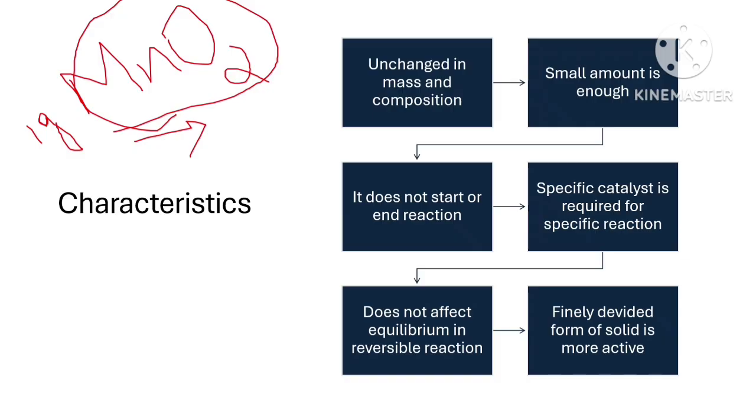Next, finely divided form of solid is more active. It means we have used powdered iron as a catalyst, right? If we are using any solid catalyst in the form of powder or finely divided pieces, it will be more active. The catalyst will be more active. Clear? Okay.